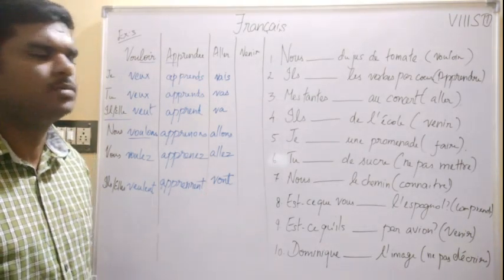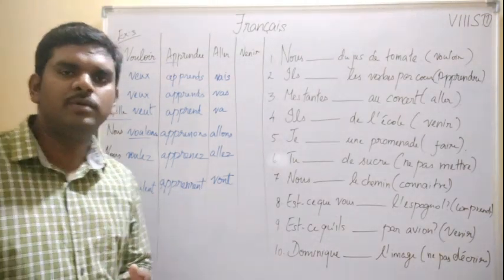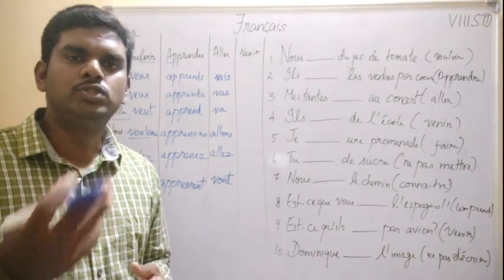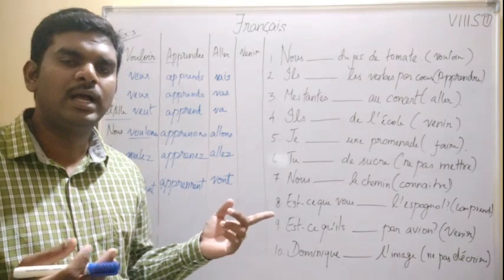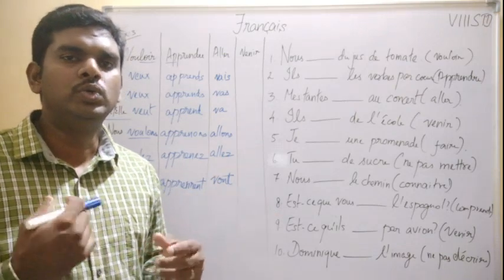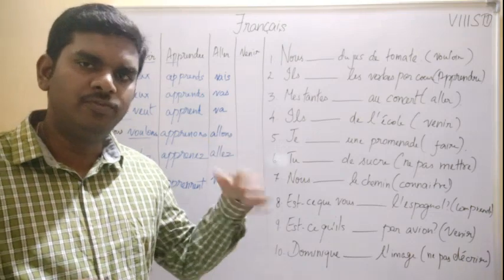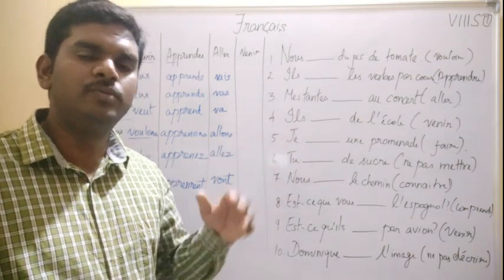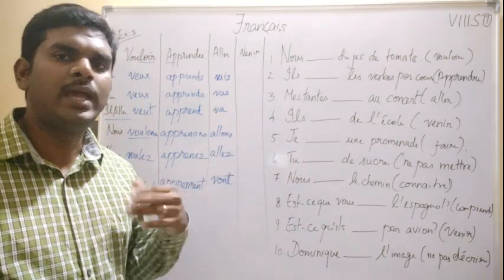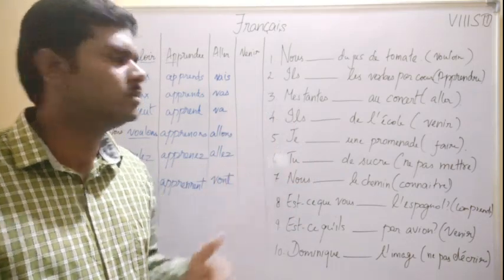Okay, so I repeat the aller verb. Je vais, tu vas, il va, elle va, nous allons, vous allez, ils vont, elles vont. Vont means go, they go. Okay, I go, you go, they go.